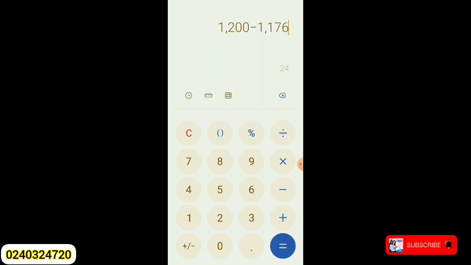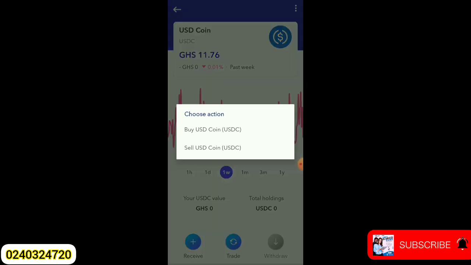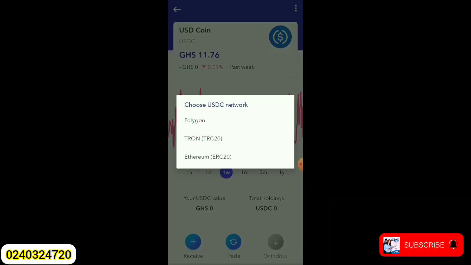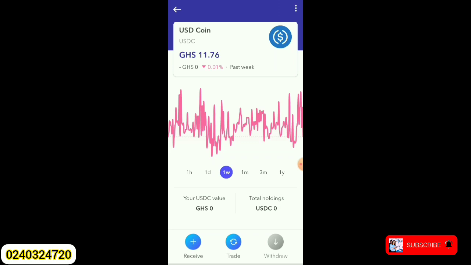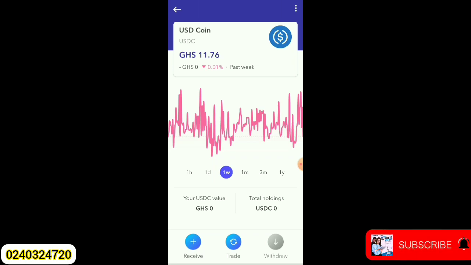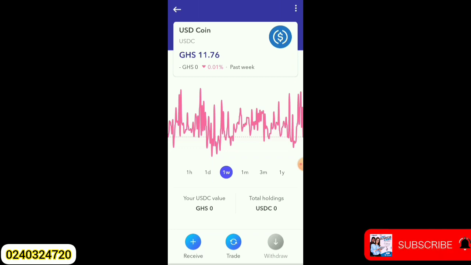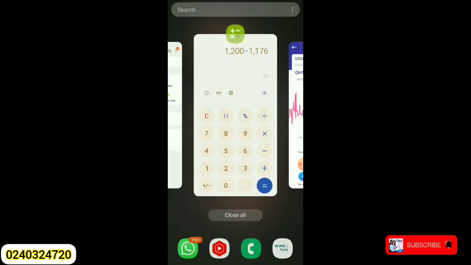One thing about these things is the higher you invest, the higher the money you get. Mostly I do $1,000. That's how you can get enough money. So if I receive, let's say, 1,000 USDC, I'll get total holdings of 1,000 USDC. Then they will calculate it into the Ghana cedis value for me. Right now, one USDC is equal to 11.76 Ghana cedis. So this is how you calculate it.